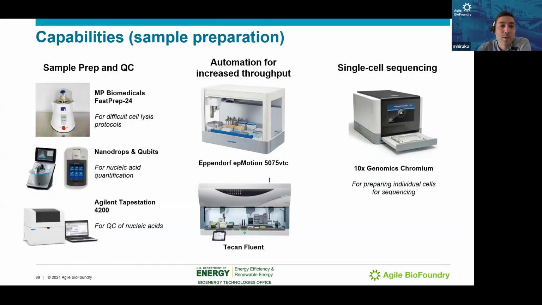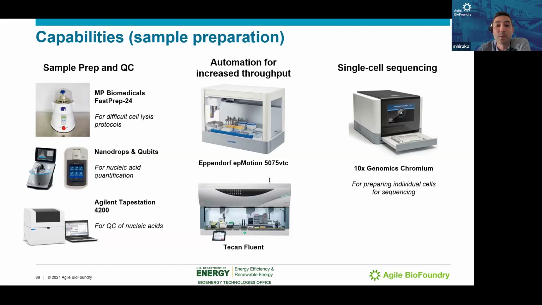So I just want to go over quickly what types of equipment and capabilities we have over here. So we're all equipped to do all of the sample prep and quality control steps. I'm just highlighting this MP Biomedicals cell homogenizer. So this is really useful for breaking apart difficult samples. We have things like NanoDrops and Qubits to do the nucleic acid quantification. We have a TapeStation to do some quality control on the quality of these nucleic acids and to visualize them.